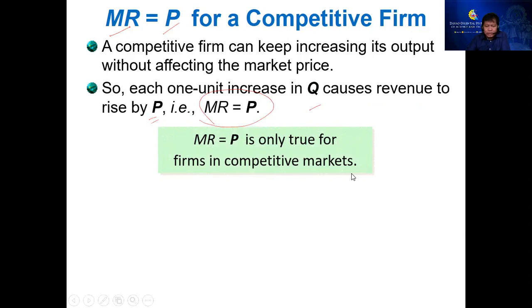So marginal revenue equals the price is only true for firms in competitive markets. This is not true for the oligopoly, and this is not true for the monopolistic firm, the monopolistic market. Only true in a competitive firm. The usual situation that we have in our market, where sellers buy and sell, is the competitive one. But this is not the same in an oligopoly situation and in the monopolistic situation.